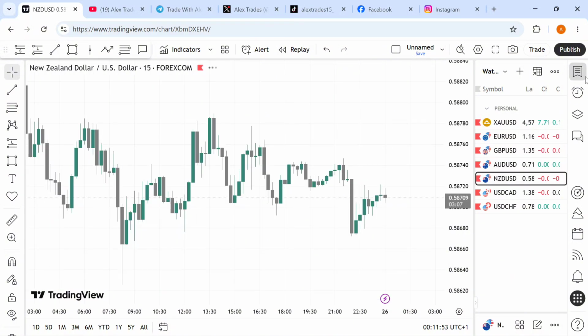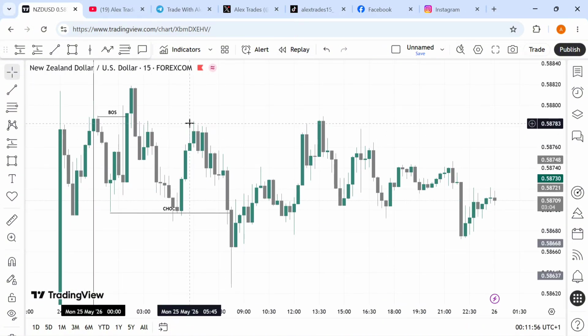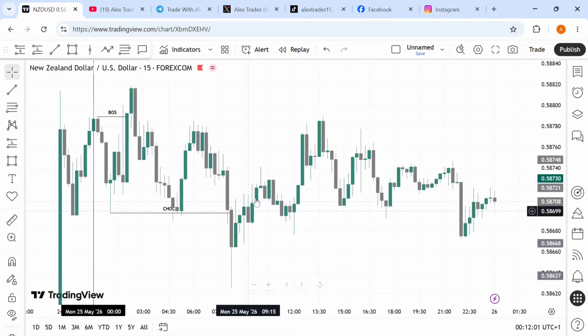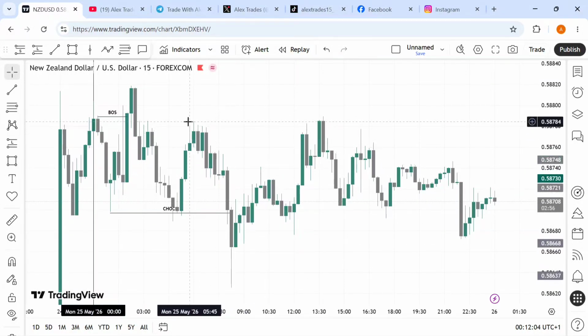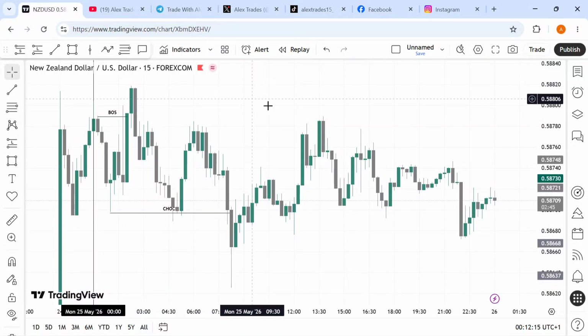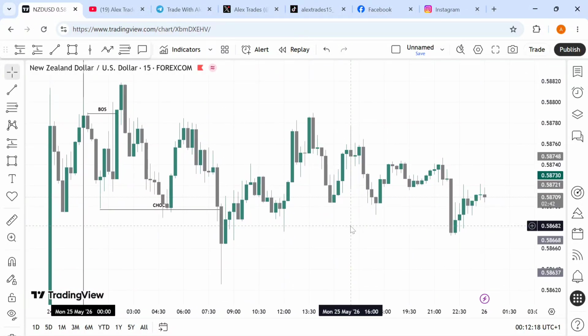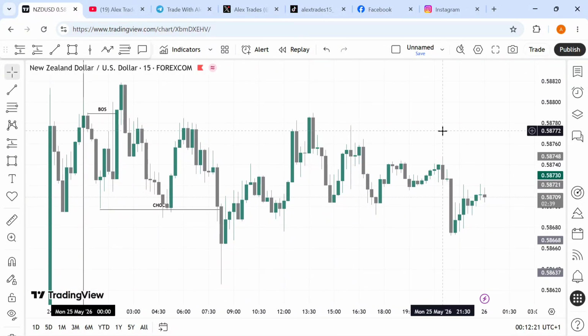Anyway, on NZDUSD, this was what happened. Nothing really happened here. Just price broke structure to the upside and then changed character down. I couldn't mark this out as my supply zone because, one, it was indicated by this week, and secondly, the invalidation was here. So there's no way I'll take an entry and have my stop placed to be here. Lastly, I didn't take any trade there. On NZDUSD, nothing serious, I think.